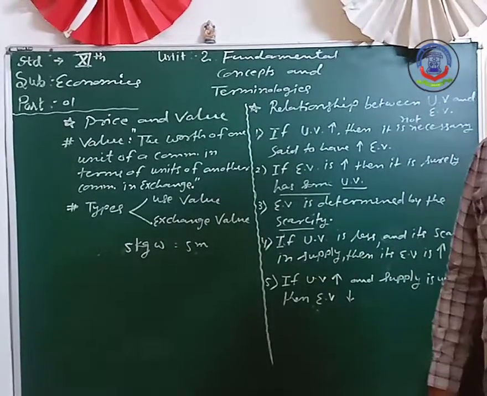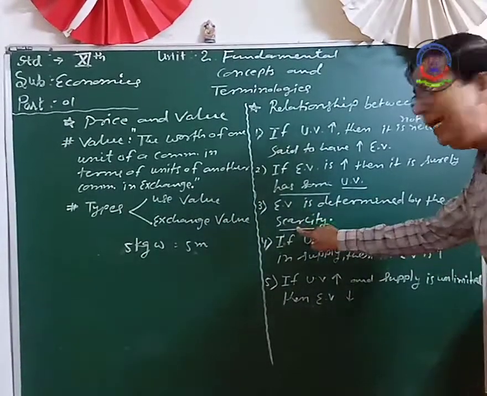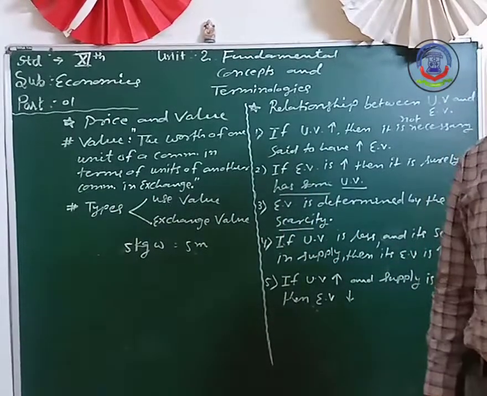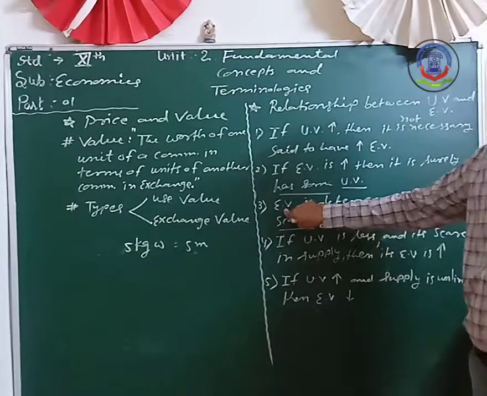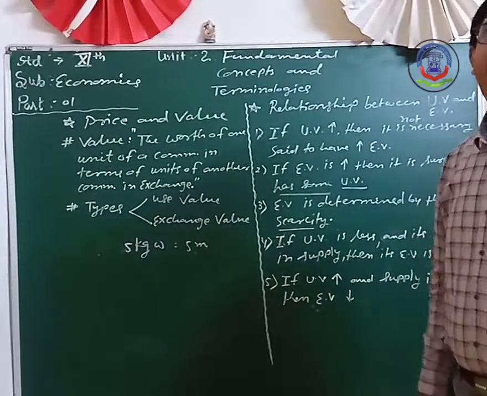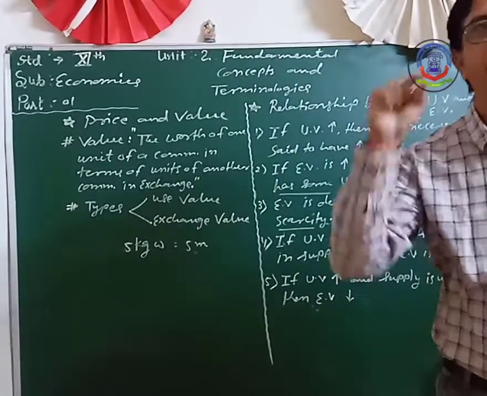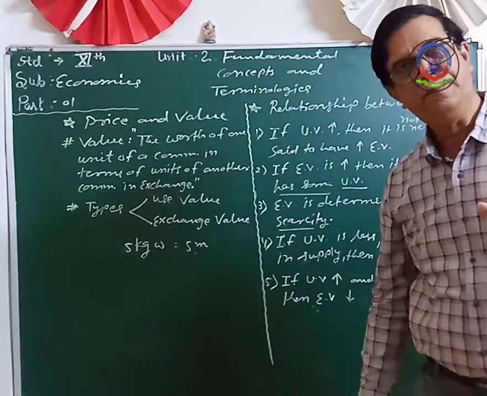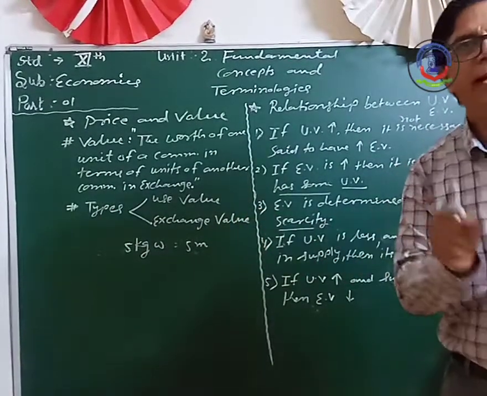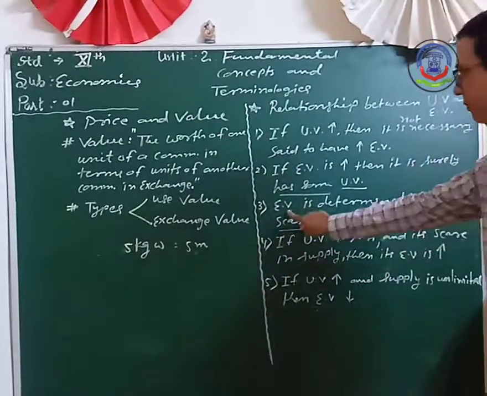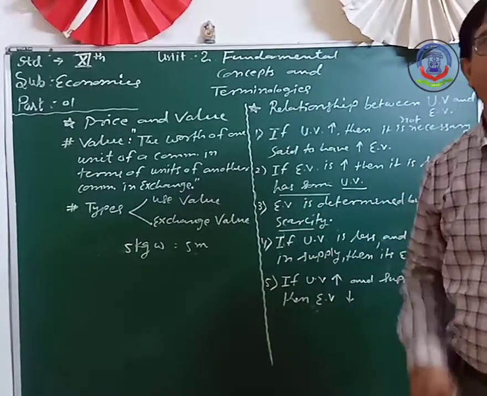But on the other side, air, sunlight, here scarcity of sunlight, scarcity of air we can't find. So here the exchange value of air and sunlight is 0 because we can't feel the scarcity of sunlight and air, because they are in abundant quantity. On the other side, gold and diamond, exchange value is very high because there is a scarcity of gold, scarcity of diamond.